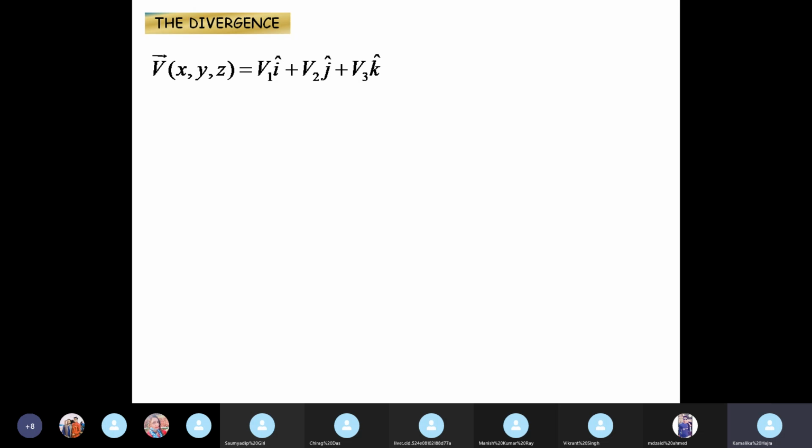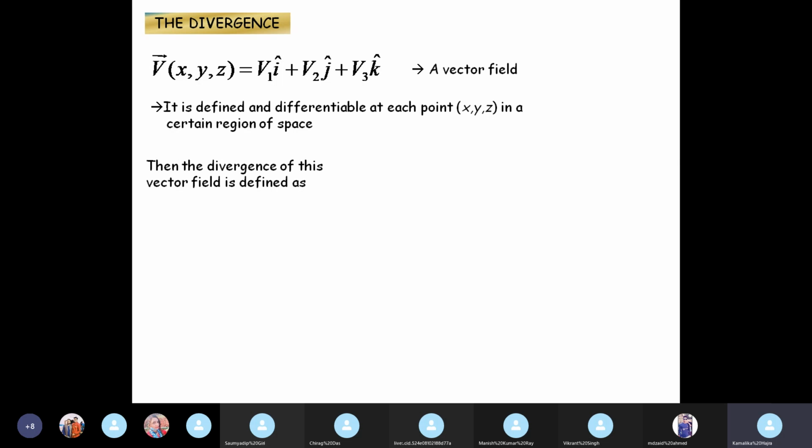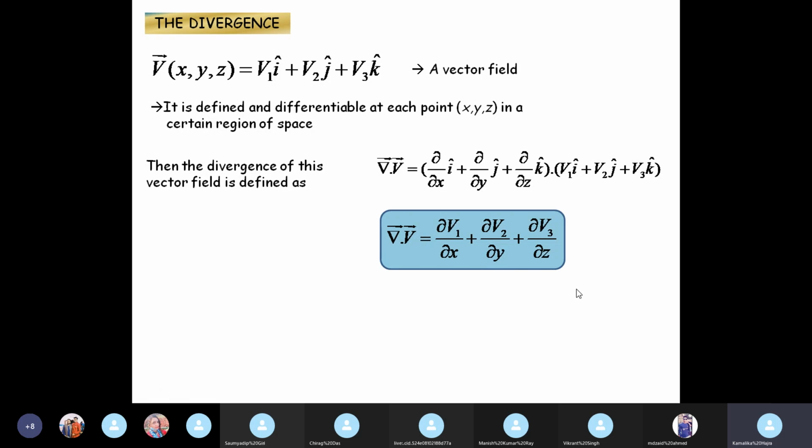So if a vector is given by v1 i cap plus v2 j cap plus v3 k cap, where of course v1, v2 and v3 are functions of x, y, z, so this is a vector field, then the divergence of this vector field is defined as divergence v equal to the grad operator dot product with the vector. Okay, so this is the divergence of the vector: del v1 del x plus del v2 del y plus del v3 del z.